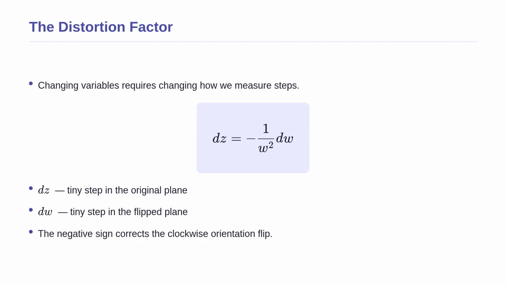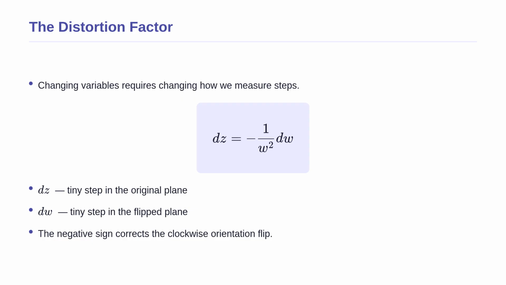Now that we have changed our variable, we also have to change how we measure our steps along the path. This means we must find the derivative of our relationship. Taking the derivative of w equals 1 over z gives us dz equals negative 1 over w squared dw. Here, dz represents a tiny step in our original plane, and dw represents a tiny step in our new flipped plane. The negative sign in front of the fraction is incredibly important for our physical understanding.